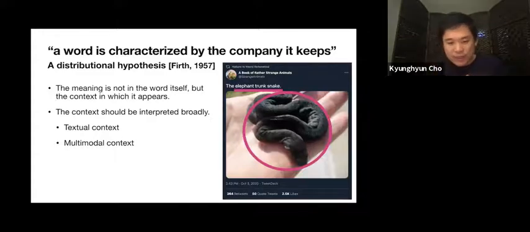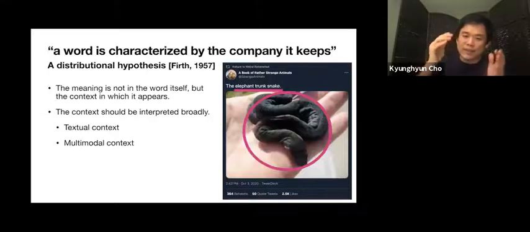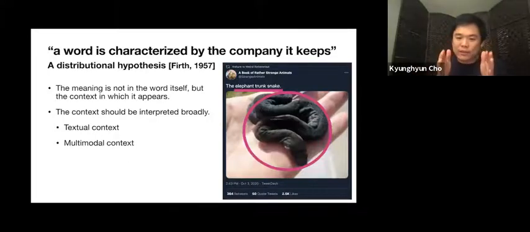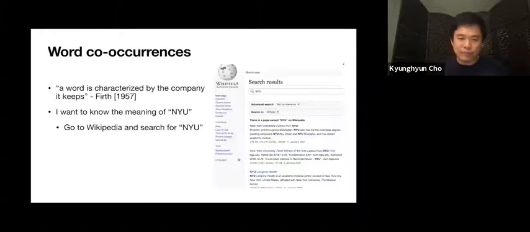As you can see on the slide, there's an example. I took this from the Twitter account called the Book of Rather Strange Animals. There we have a picture of a snake, in particular the elephant trunk snake, and a caption that says the elephant trunk snake. And by looking at this image that accompanies the elephant trunk snake, I get the meaning of the elephant trunk snake. That is, that it is a snake that I see. Now, of course, in this lecture, we're going to almost entirely focus on textual context only.